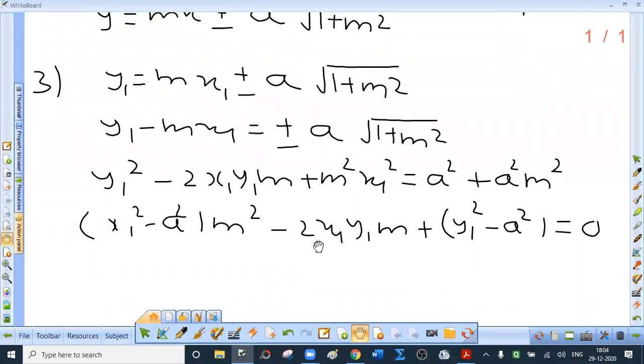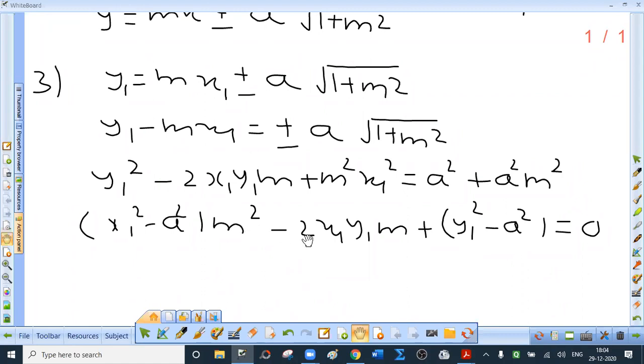Now why to say may be drawn? Because being a quadratic equation, there are three possibilities of roots. If roots are imaginary, no tangent can be drawn. If roots are real and distinct, yes, two distinct tangents can be drawn.